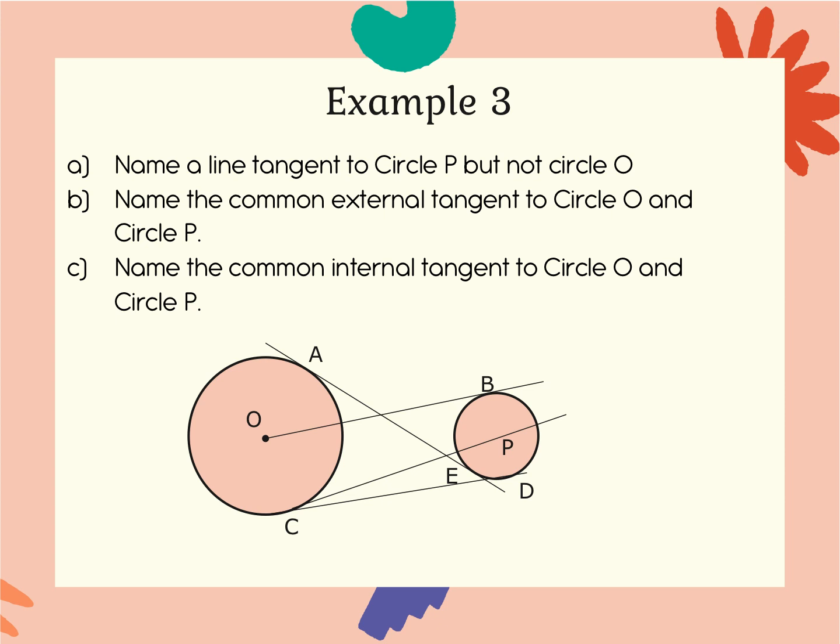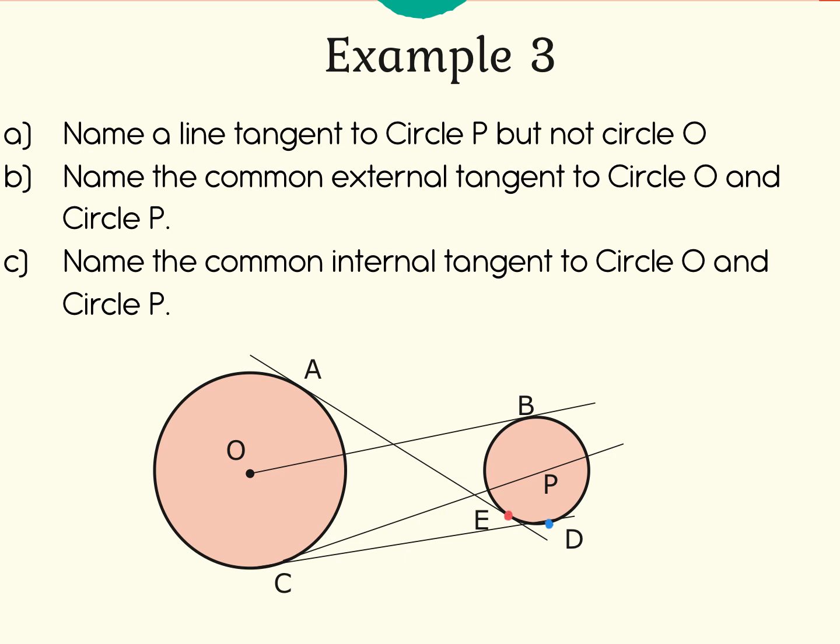All right, looking at example number 3, we're just naming information here. Look at it carefully, just so you're not confused. This point right here in red is E. This point right here in blue is D. So looking at it, it says, name a line tangent to circle P, but not circle O. So here's circle P, here's circle O. What's tangent to circle P, but not circle O? What line? Circle P, but not circle O.